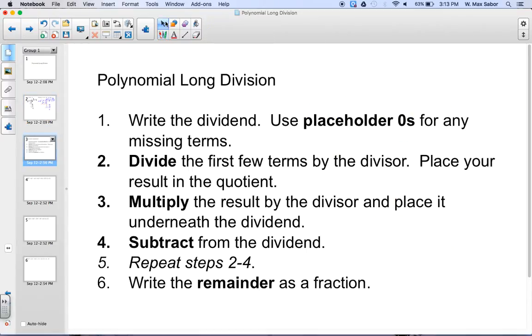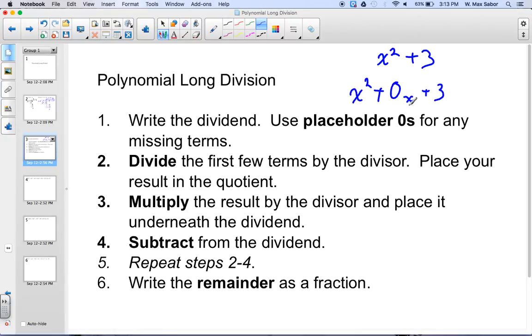So here's the process in steps. First, you want to write the dividend. Use placeholder zeros for any missing terms. So if we have x squared plus 3, we can't just leave it like that. We have to write x squared plus 0x plus 3. Just like writing 103 as 13, you can't just do that. You have to include that placeholder 0.